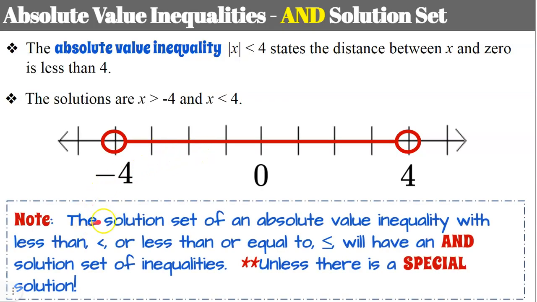Now, special note, the solution set of an absolute value inequality with a less than or less than or equal to will have an AND solution set of inequalities, unless there is a special solution. So very important that when you are done solving, you graph your solution set to verify the AND, the OR, or special solution instance.